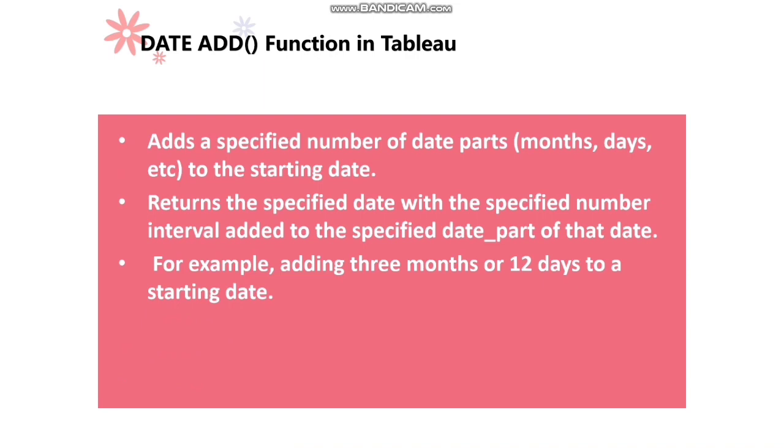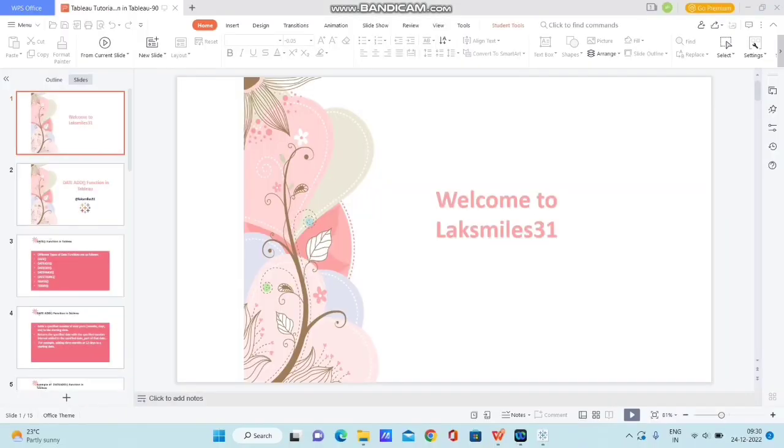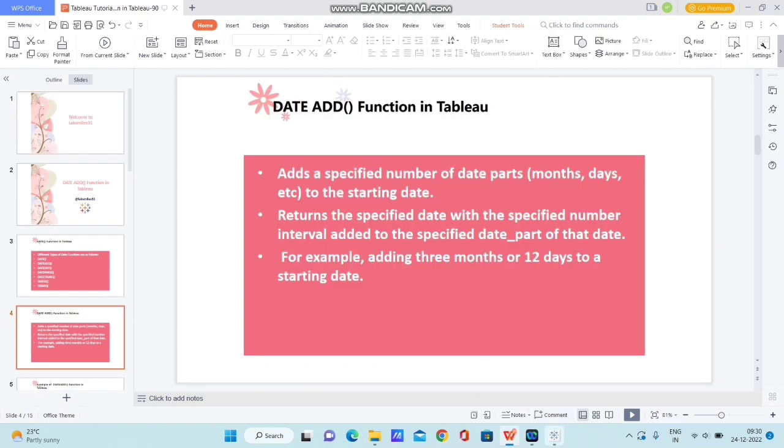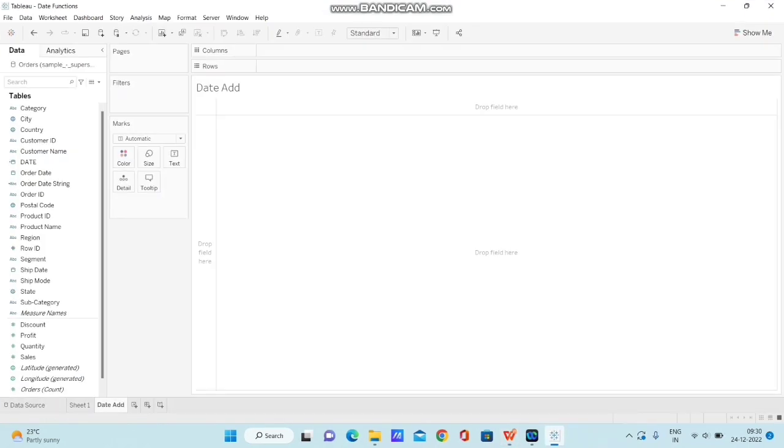Or if you want to add 12 days to a starting date, then you also will be able to do the same with the help of date add function. Let me open Tableau desktop application and show you how to use date add function with different date parts in Tableau. I have opened Tableau desktop and I have taken sample superstore data. It's available free online. You'll be able to easily download it and use it in your practice as well.